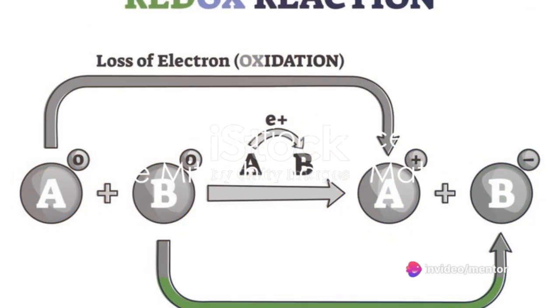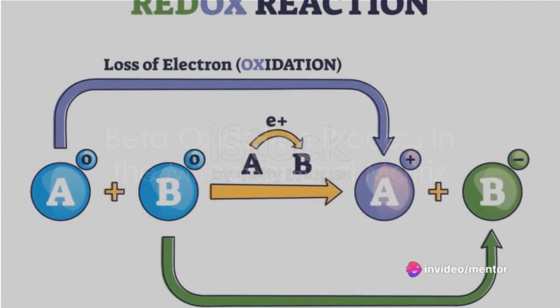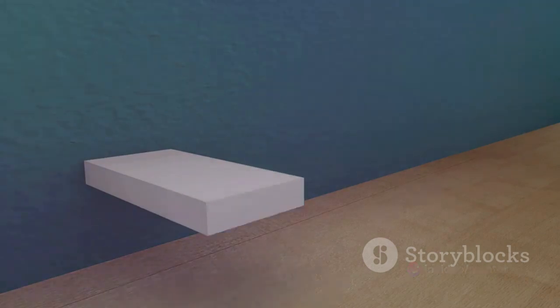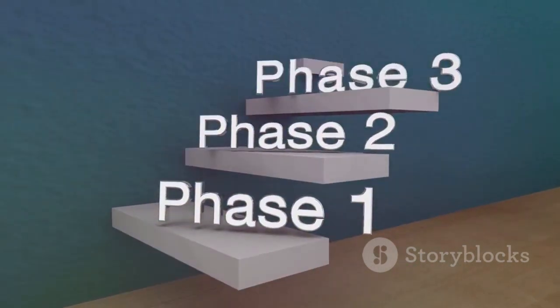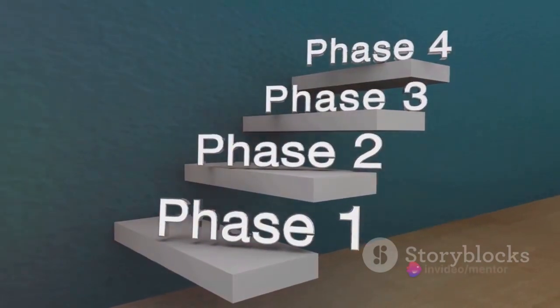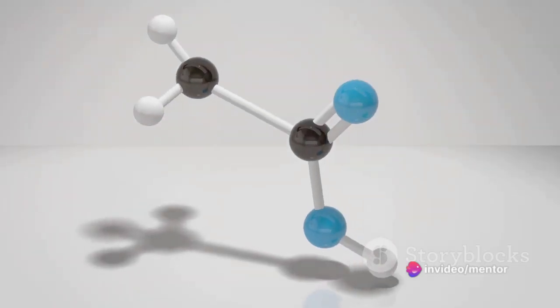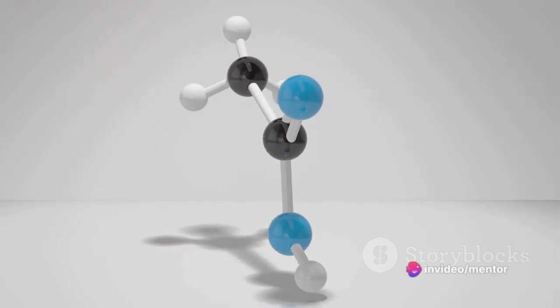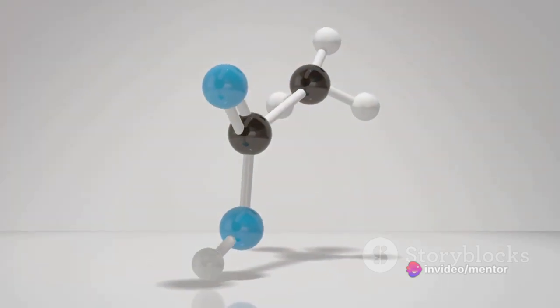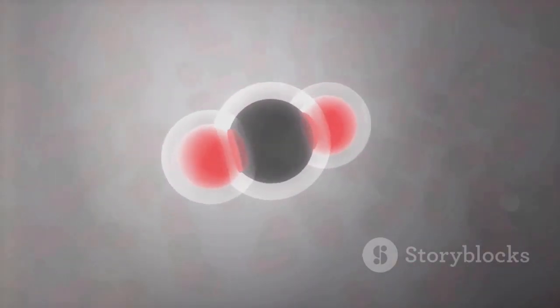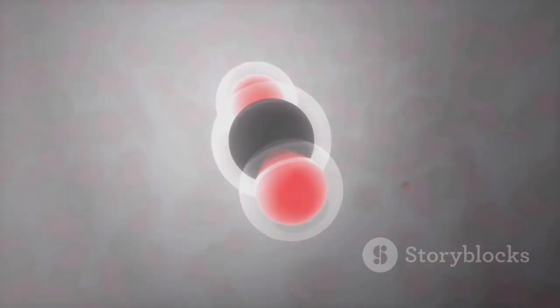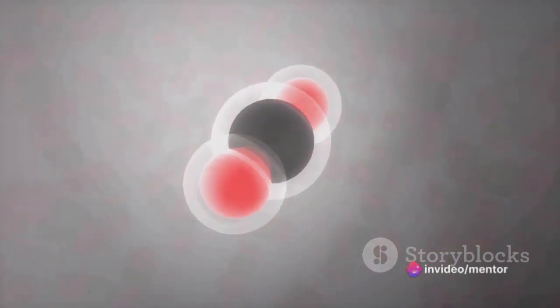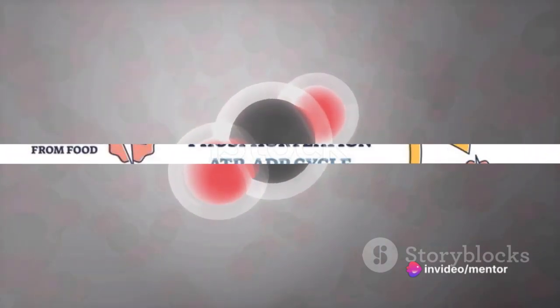The beta oxidation process then begins in the mitochondrial matrix. Each round of beta oxidation involves four main steps: oxidation, hydration, a second oxidation, and thiolysis. The process is repeated until the entire fatty acid chain is converted into acetyl-CoA units. The acetyl-CoA molecules generated can enter the citric acid cycle to produce reducing equivalents, NADH and FADH2, for ATP production.